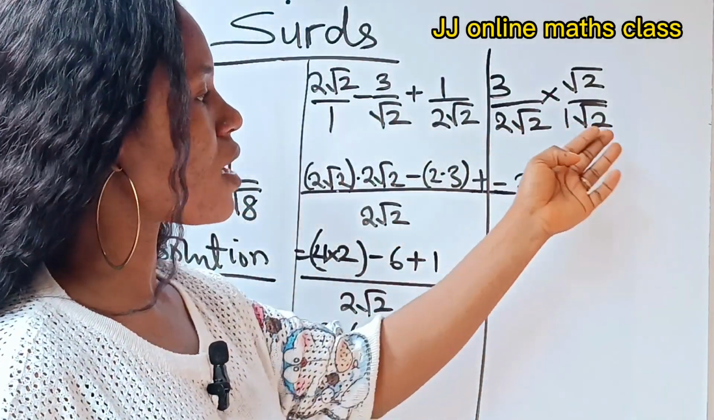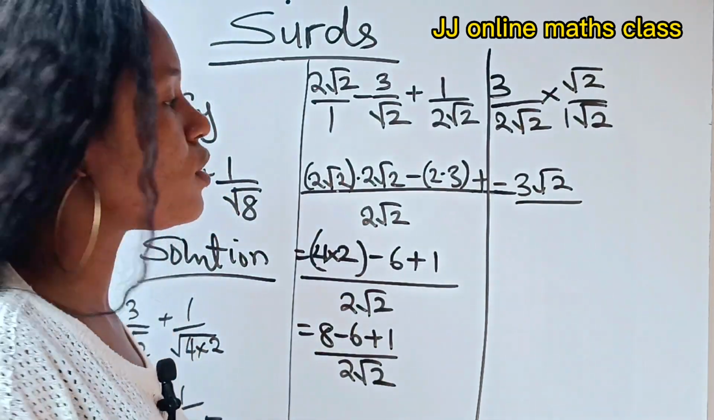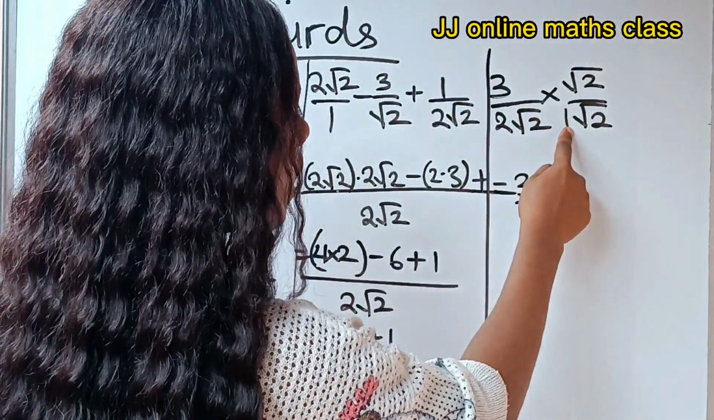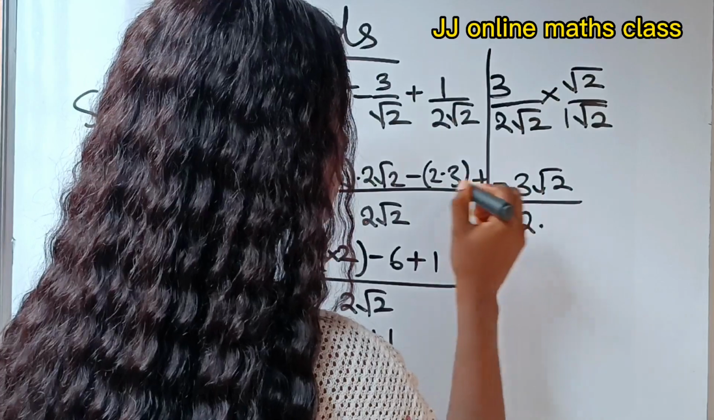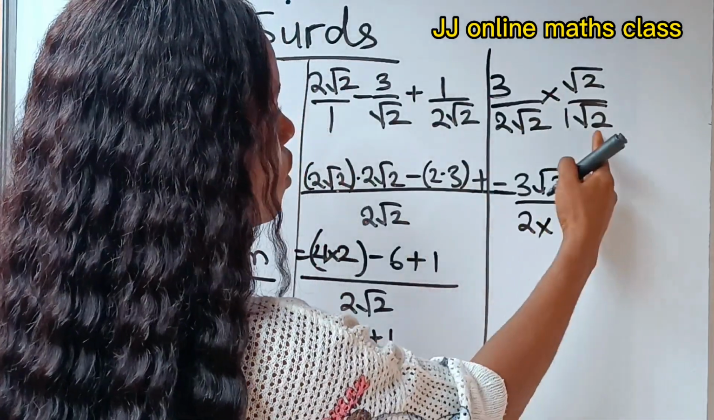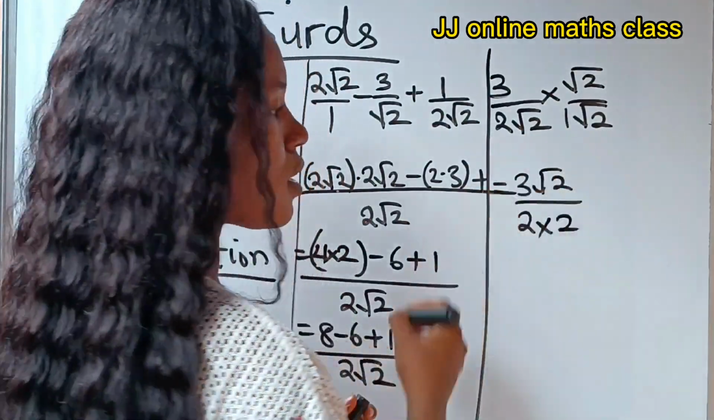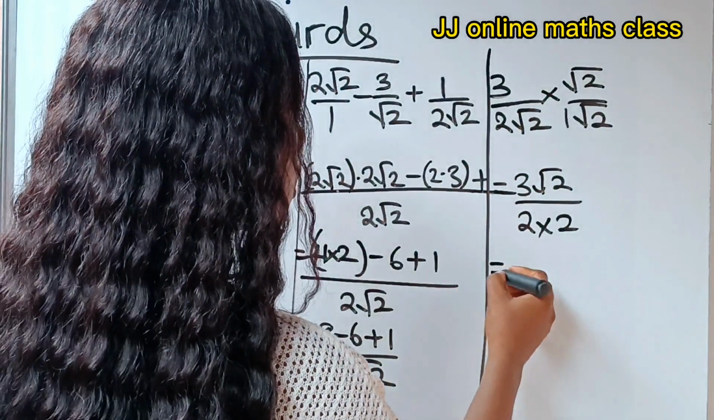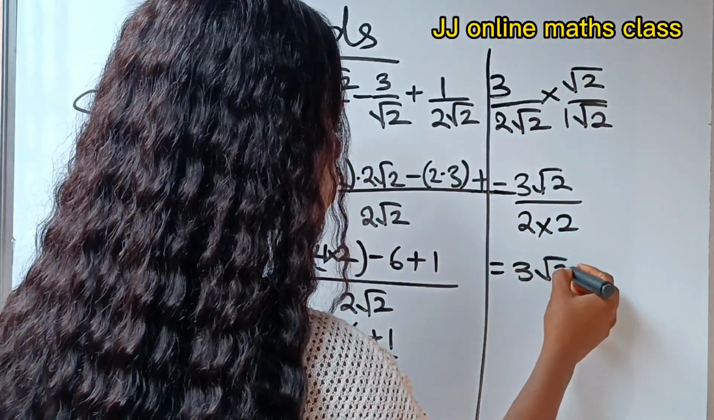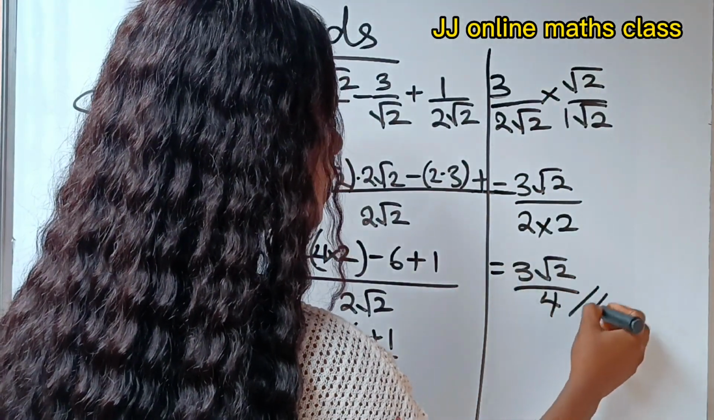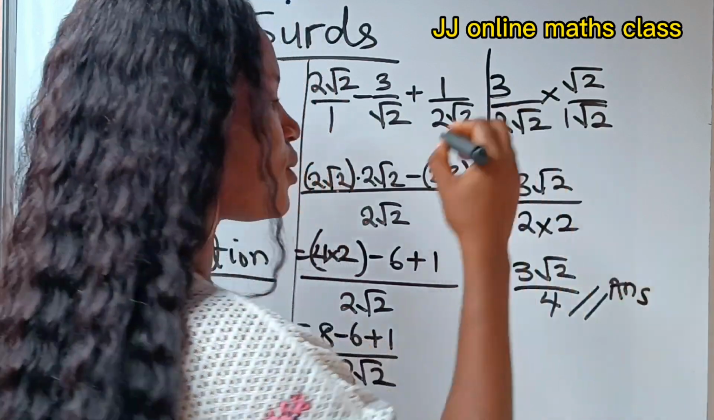While multiplying this and this, as usual, 2 is going to multiply 1 to give us 2, and root 2 is going to multiply root 2 to give us another 2. So this gives us 3 root 2 over 4, and this is the final solution.